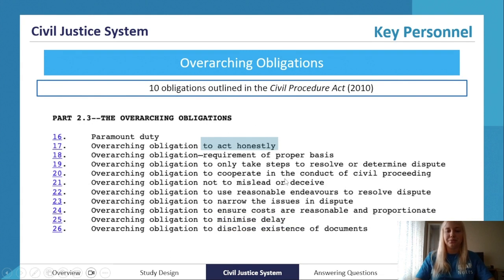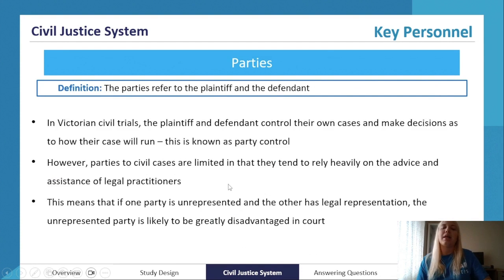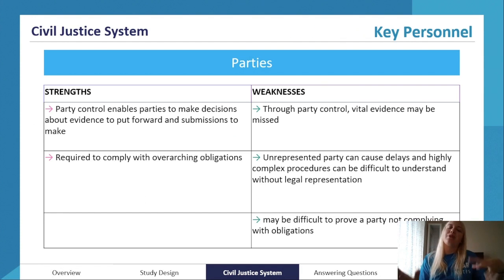So, for example, how can we prove that a party is not using reasonable endeavors to resolve the dispute? If they're trying to drag the court proceedings out, but they haven't gone against a deadline technically or done anything like that, how can we prove that they're not trying to resolve the dispute? Or how can we prove that a party is misleading a little bit? So that's the problem. We have those protections, but it's very difficult to prove anything.